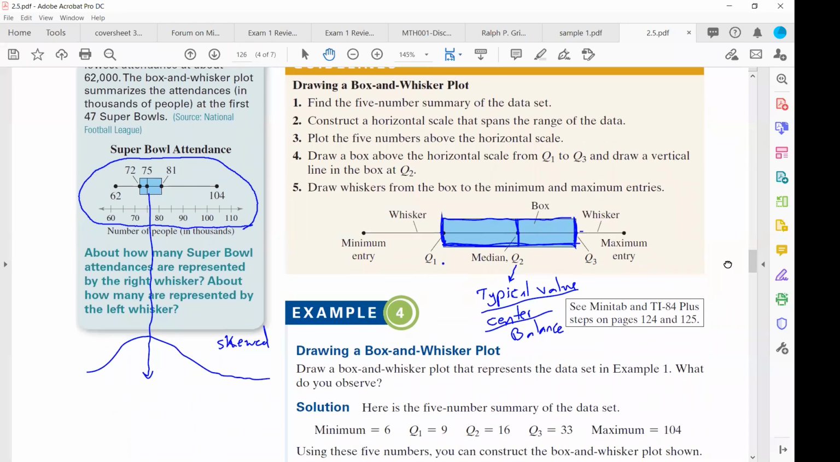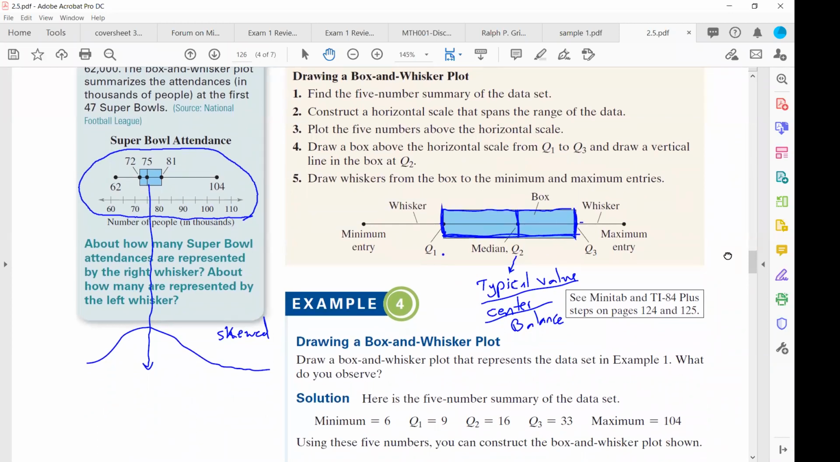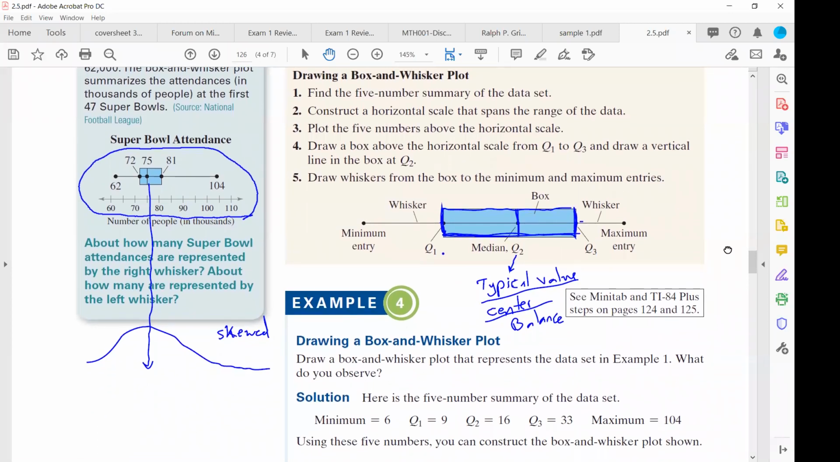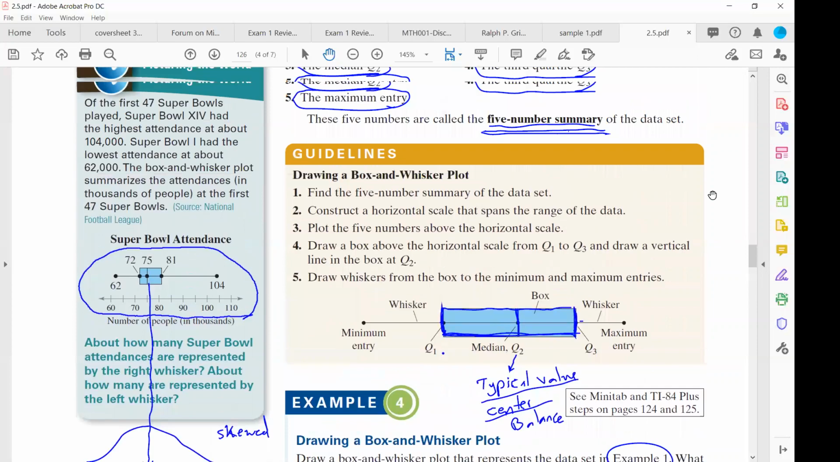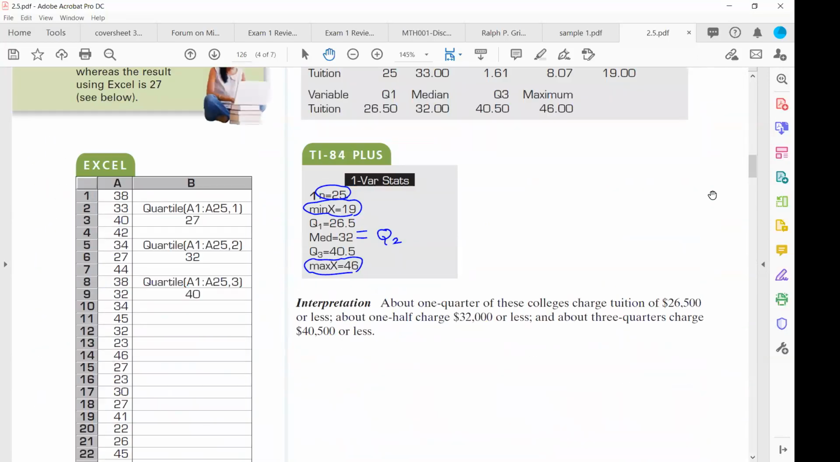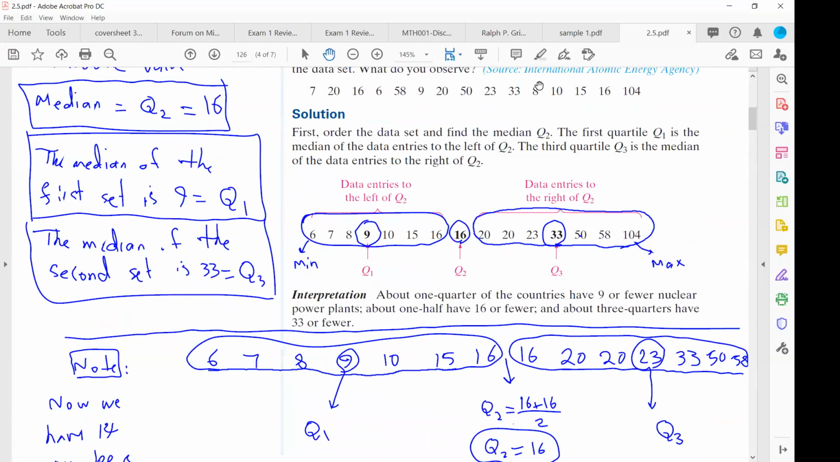Let us take a look at this example. Example 4: draw a box and whisker plot for your data in example 1. So let's get back to example 1 and see what we have here. We have a collection of data. The minimum value is 6. The maximum value is 104. We need to identify the five-number summary.